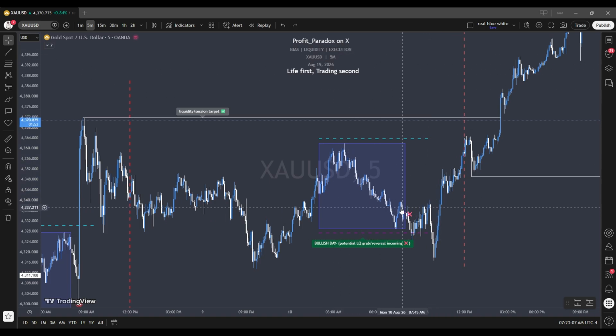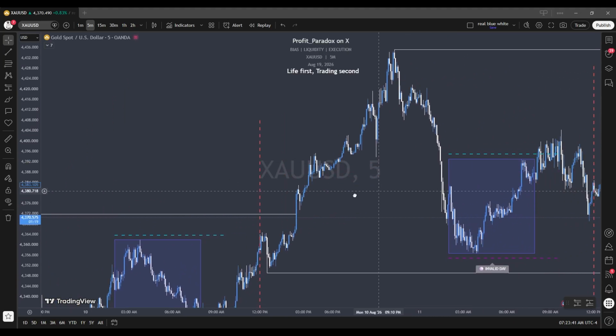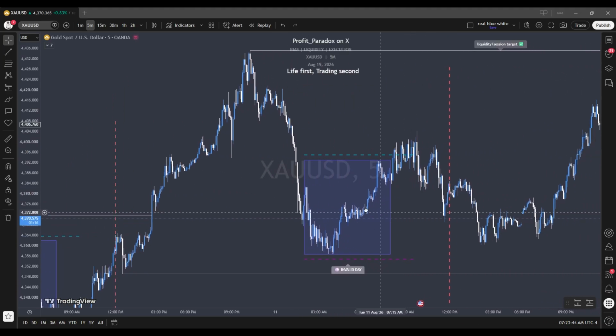But yeah, it printed a bullish day, so at 8 AM you start looking for buys with whatever entry model you have. However, at around 8:15 or 8:10, the indicator gave the warning that there's going to be potentially a liquidity grab or reversal incoming. And what happened? Price went and grabbed liquidity from this low and delivered higher, right, into the session target as intended. This day was an invalid day, so no setups.